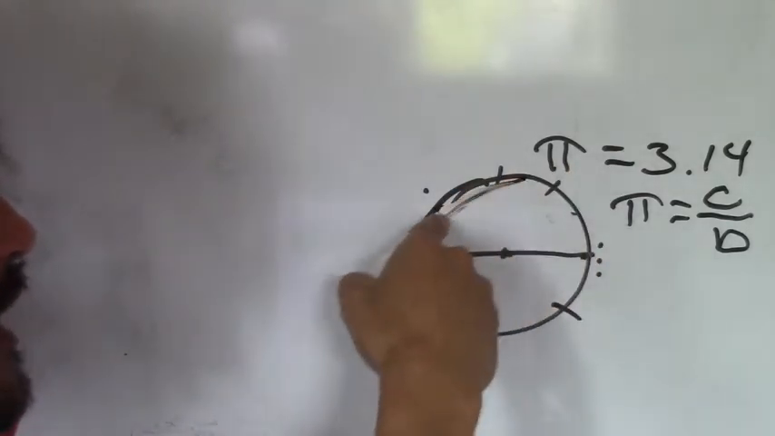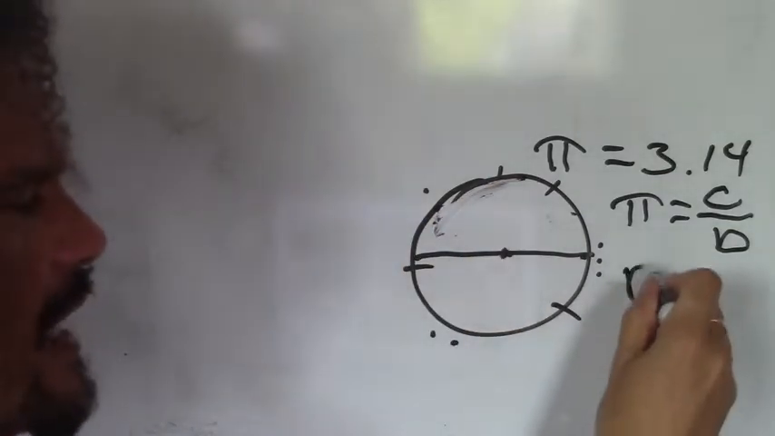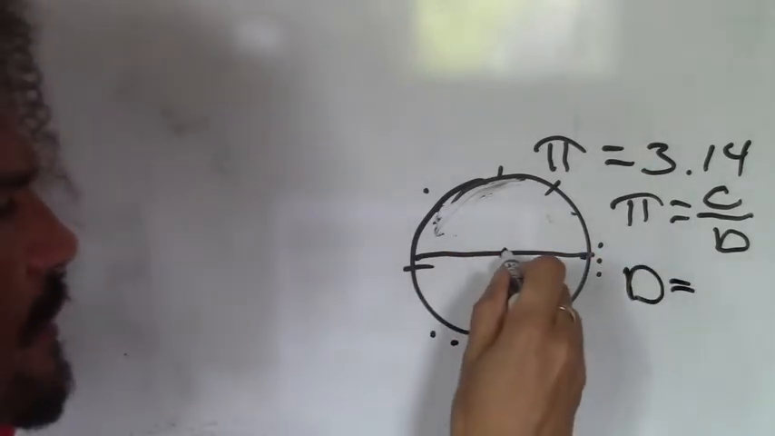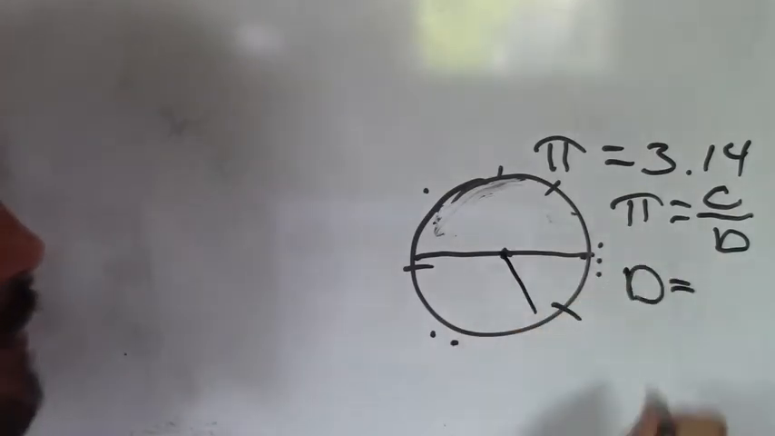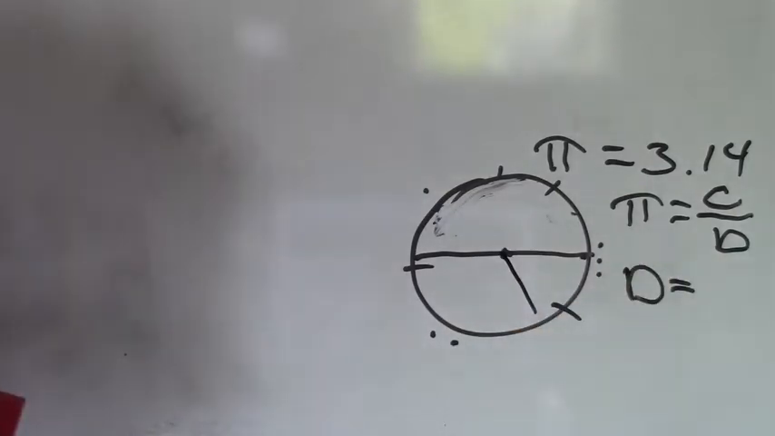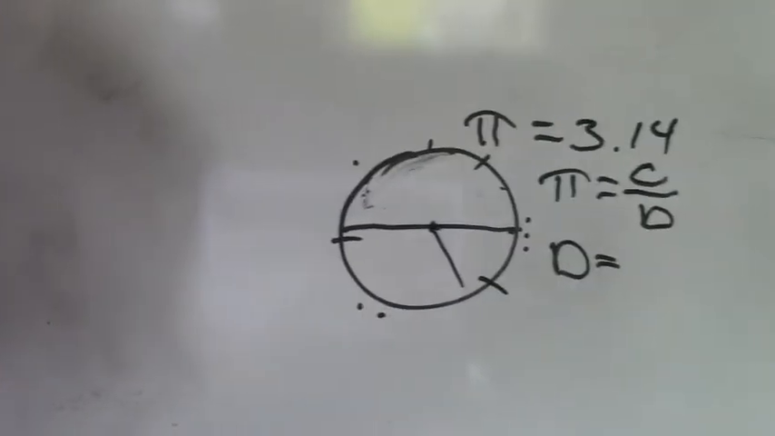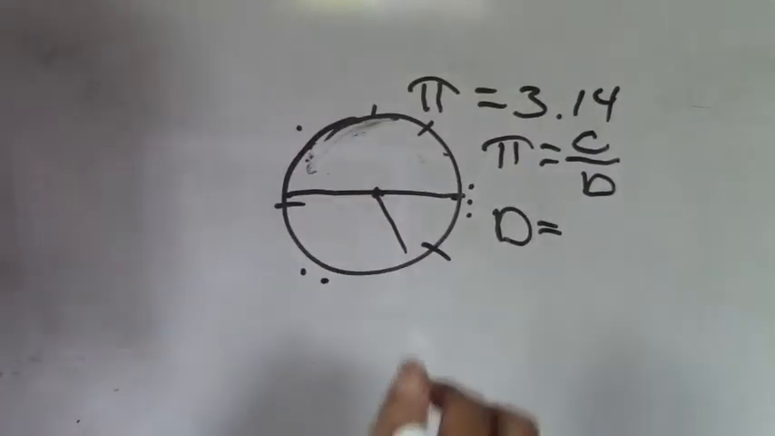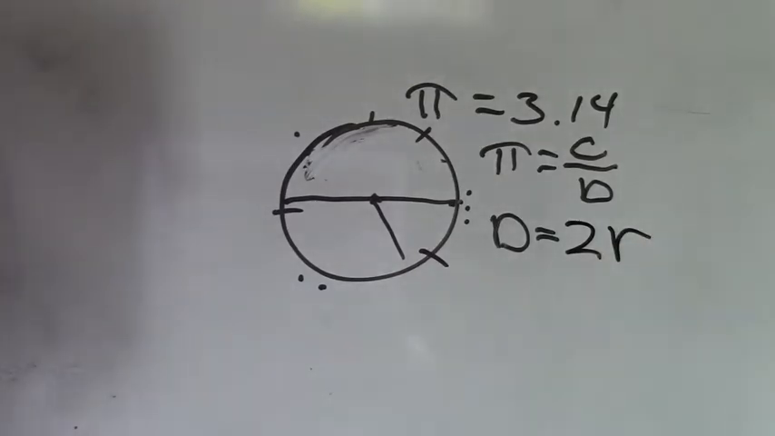So then, wait a minute. We can tell more about the diameter. Diameter is from that side to that side. What do we call it when it goes from the center to the edge? Radius. Very good. So how many radii in the diameter? Two. All right. So 2 radii is 1 diameter, right?